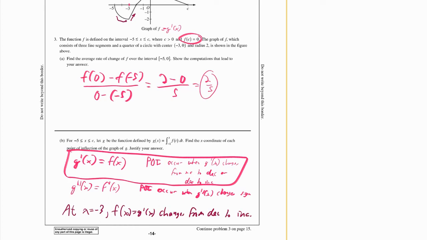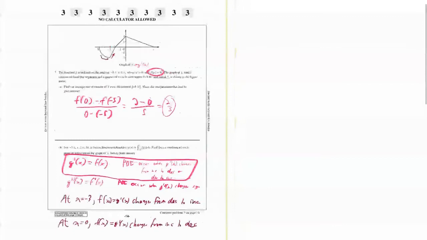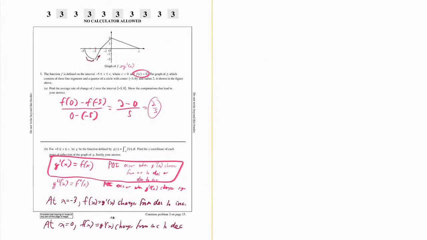And then I can say at x equals 0, f of x, which is equal to g prime of x, changes from increasing to decreasing. So this one question ties in so much calculus in just a single question.